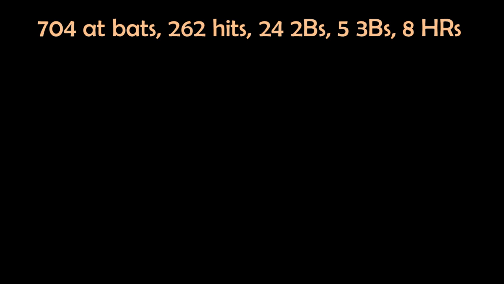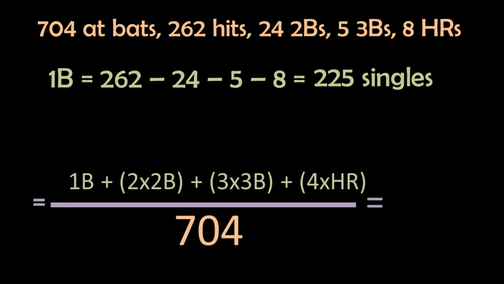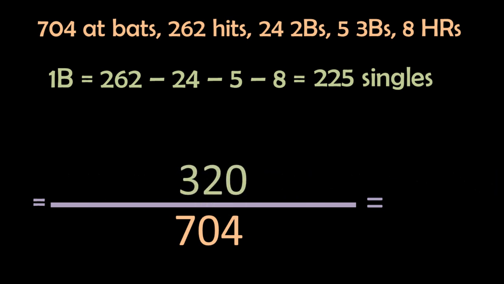Speaking of Ichiro, let's use his 2004 season for an example. He had 704 at-bats, 262 hits, 24 doubles, 5 triples, 8 home runs. So before we get to total bases, let's figure out his singles. So 262 minus 24 minus 5 minus 8, that's 225 singles. So then we'll plug that into the formula: 225 plus 2 times 24 doubles plus 3 times 5 triples plus 4 times 8 home runs. All that equals 320 total bases. So divided by 704 at-bats gives us .455. So this was actually a pretty good year for Ichiro, considering the league average slugging percentage in 2004 was .428.